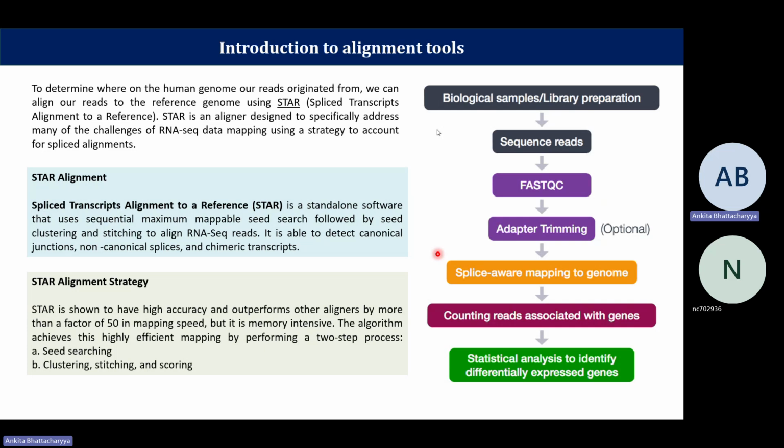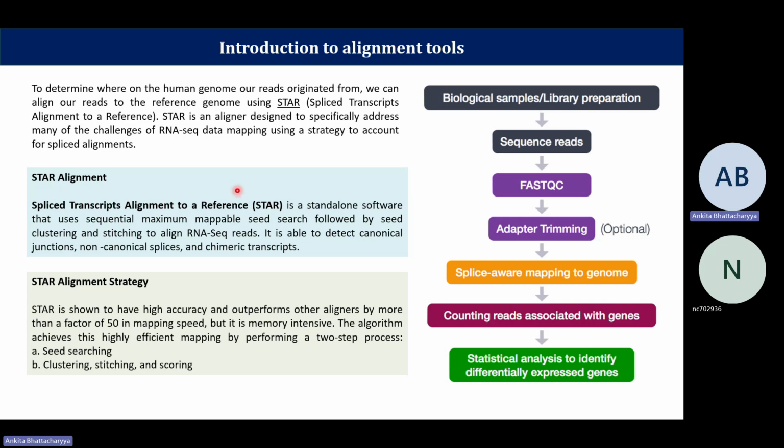So, to basically determine where on the human genome our reads have originated from, we can align our reads to the reference genome using STAR. STAR stands for Spliced Transcripts Alignment to a Reference. It's an aligner that is specifically designed to address the challenges of RNA-seq data mapping using a strategy to account for spliced alignments. So it basically allows you to search the genome and find sequences to which your sequence of interest is able to align.